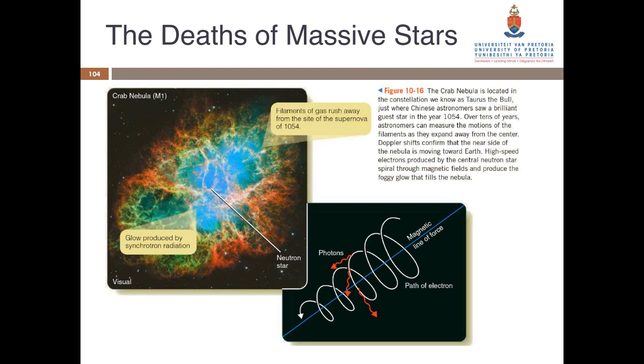The Crab Nebula is located in the constellation we know as Taurus the Bull, just where Chinese astronomers saw a brilliant guest star in the year 1054. Over tens of years, astronomers can measure the motions of the filaments as they expand away from the center. Doppler shifts confirm the near side of the nebula is moving toward Earth. And high-speed electrons produced by the central neutron star spiral through magnetic fields and produce the foggy glow that fills the nebula.